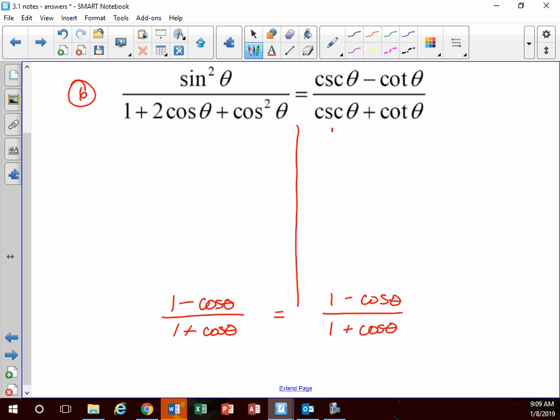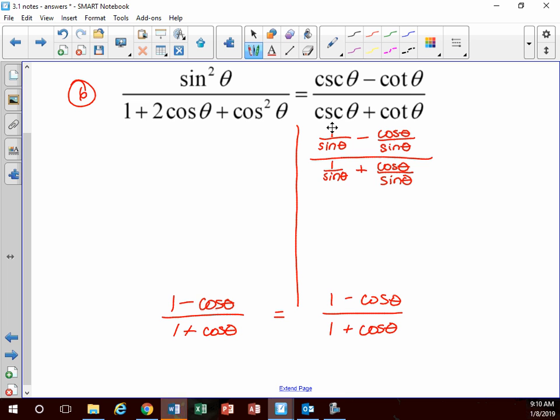So guys, cosecant is just 1 over sine, right? And cotangent is cosine over sine. All of that is over 1 over sine plus cosine over sine. Does that make sense? Guys, this is an approach. If you look at a problem and you have absolutely no idea where to go, turn everything into sines and cosines and see if that does anything for you. So if you're stuck, try that.